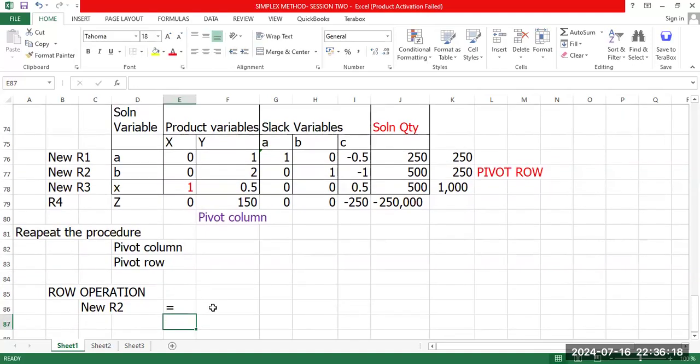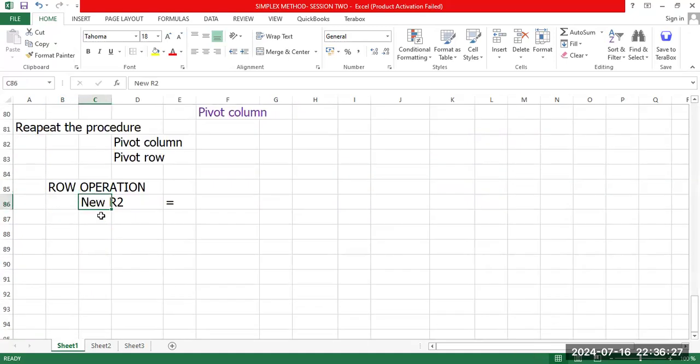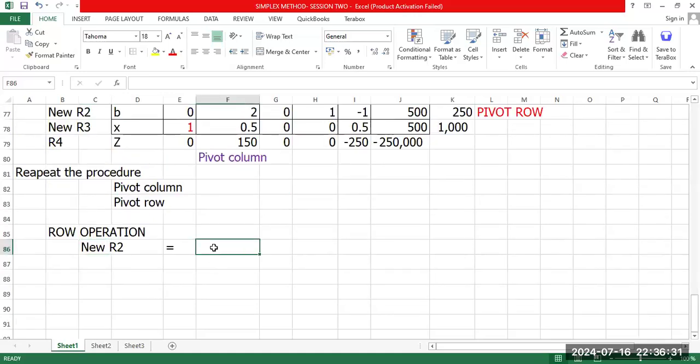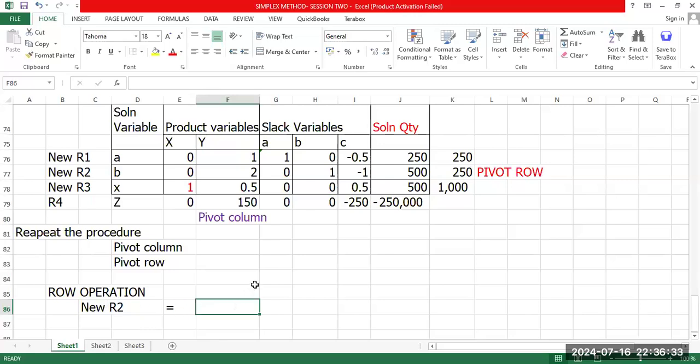Who can tell me the formula? Now look at these ones as just like R1, R2, R3, R4. And you are trying to get new row 1, new row 2, new row 3 like that. Who can tell me the formula here? Please speak up and we finish this session.